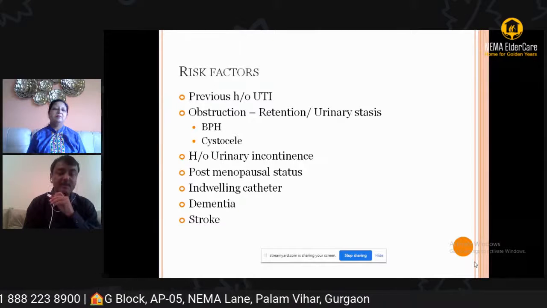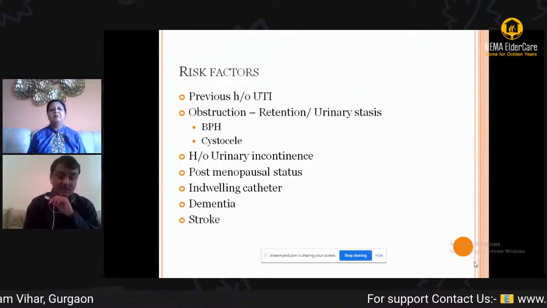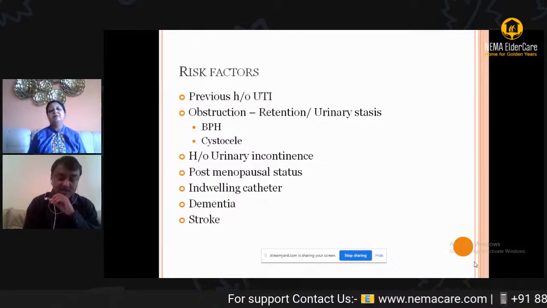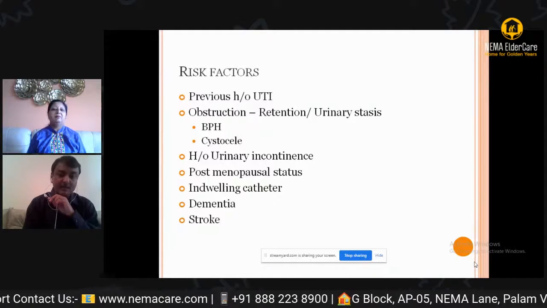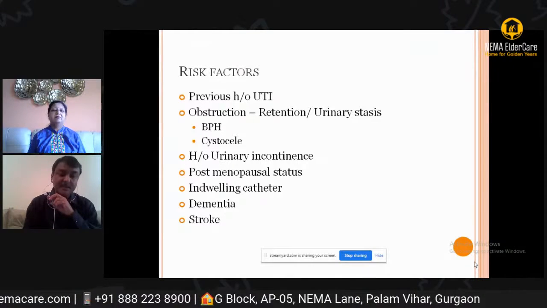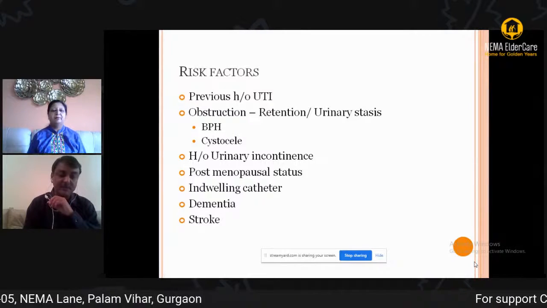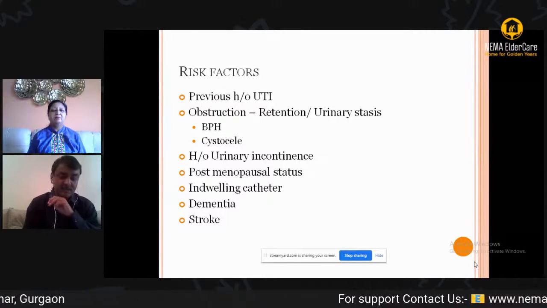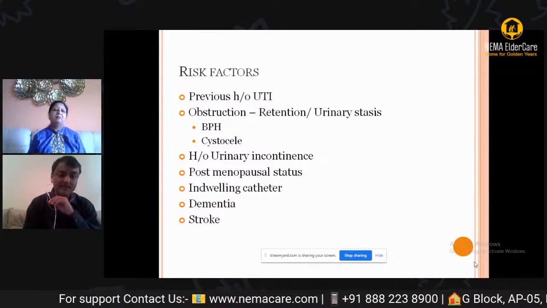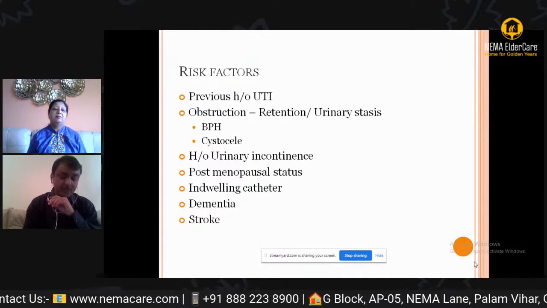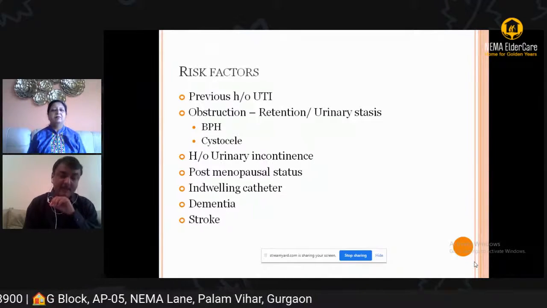Then coming to medical conditions like stroke, dementia, Parkinson's disease, these disorders may predispose the individual to bladder and bowel incontinence. They may also lead to difficulty in activities of daily living and increase the risk for or the need for catheterization. All these factors put together can contribute towards an increased risk of UTI in the elderly population.